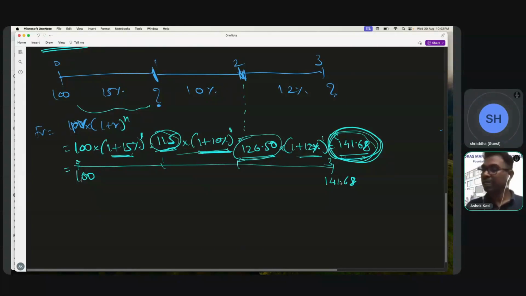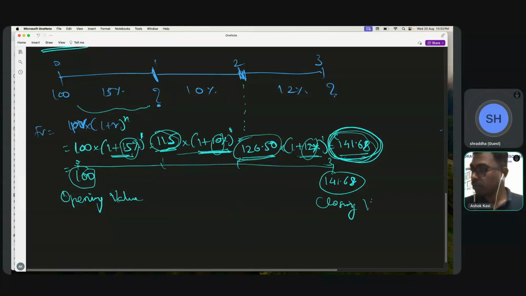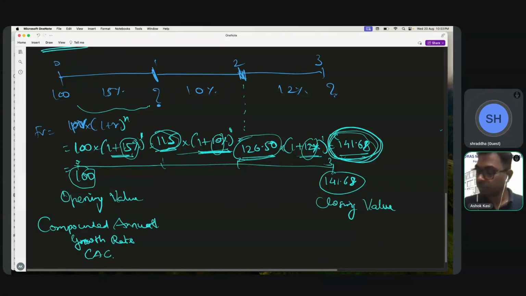Now if I tell you, give me one rate at which it was growing, because right now there are three rates, right? 15 percentage, 10 percentage, 12 percentage. I'm saying give me one rate at which it was compounding. That one rate, when I have only opening value and only closing value, and I want to calculate that one rate at which the compounding took place, that is called compounded annual growth rate, CAGR.